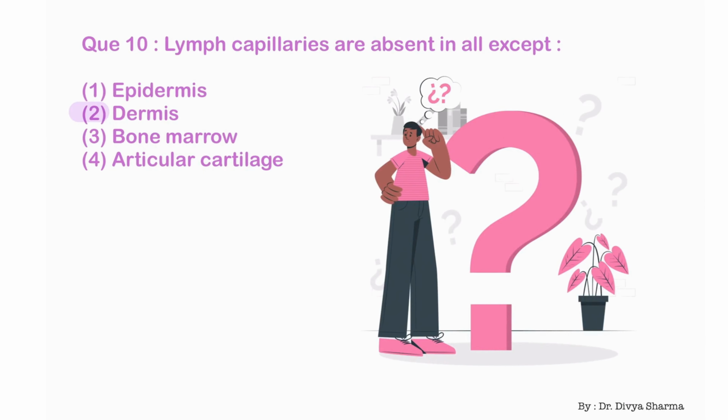Question number 10. Lymph capillaries are absent in all except. Now what are lymph capillaries? Lymph capillaries are tiny vessels found in the tissue of most organs. They transport and filter the lymph from the body, cells and tissues and keep consistent blood pressure. So in skin, lymph capillaries are found in the dermis layer. So the correct option is option 2.